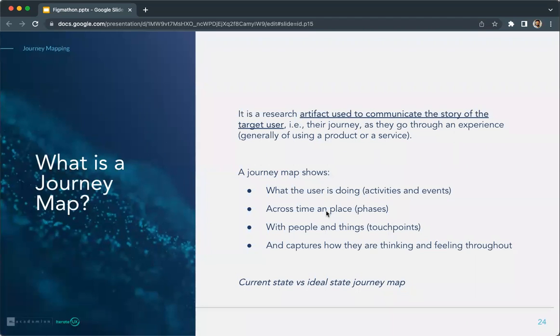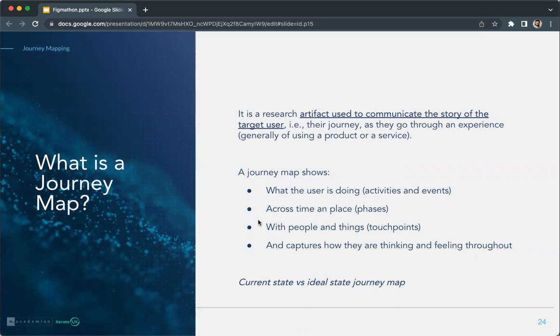So basically, what are the different phases of their journey as they move along a specific experience? And what are they doing as they're going through that experience? They're interacting with different people and/or different things. So what are the touch points?